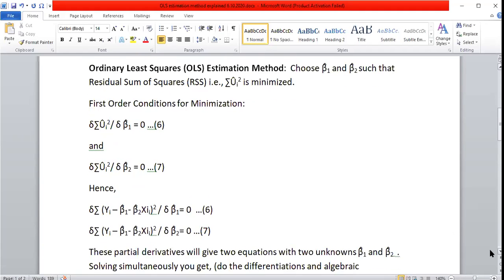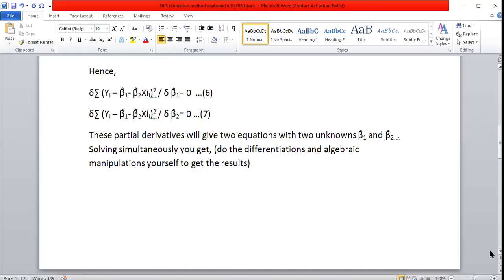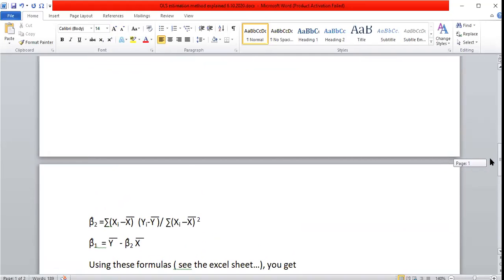Once you do that, if you know how to differentiate, you end up with two equations, and then you find these two unknowns, beta 1 hat and beta 2 hat, which are the estimators of beta 1 and beta 2 respectively. Beta 1 hat is an estimator of beta 1, beta 2 hat is an estimator of beta 2. With algebraic manipulation, you end up with these two formulas for beta 1 hat and beta 2 hat. So now the question is, how do you get those xi, x bar, yi, y bar? Obviously, you have to resort to sampling.